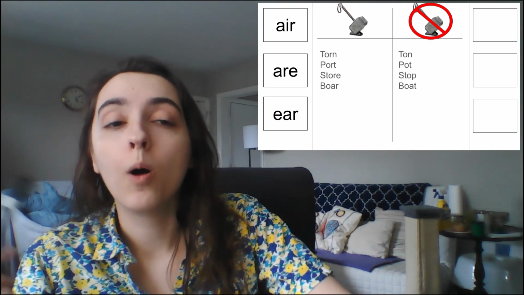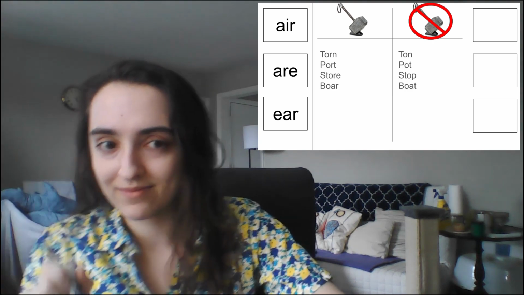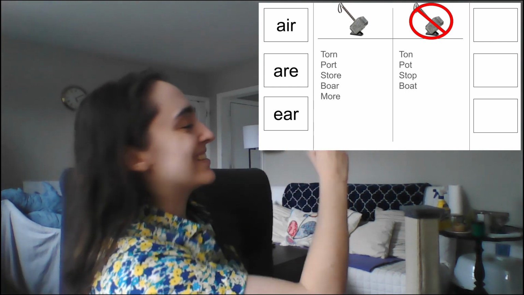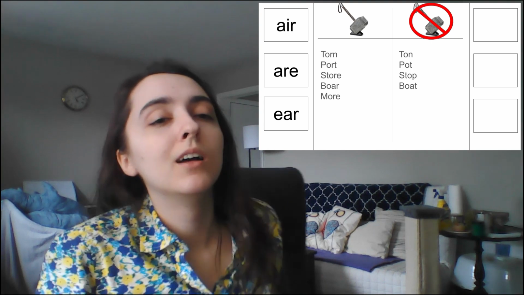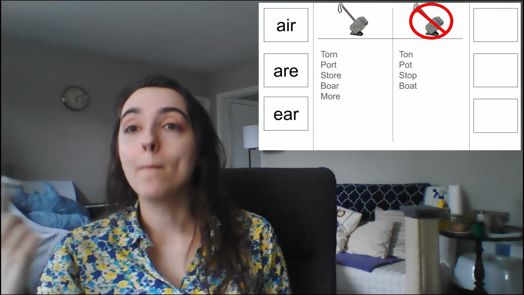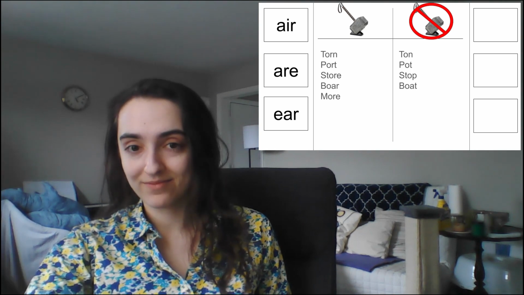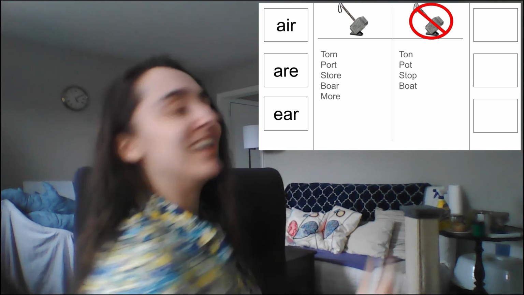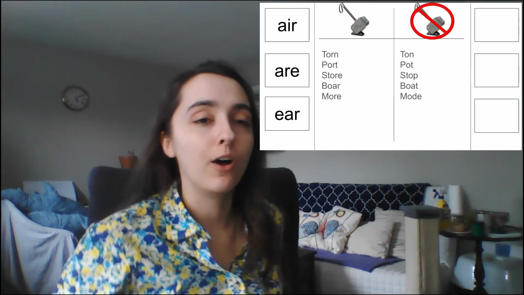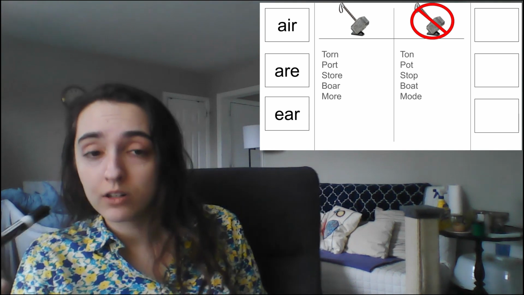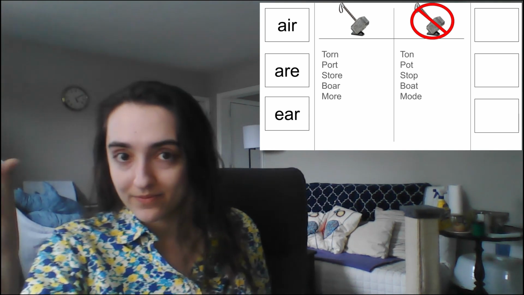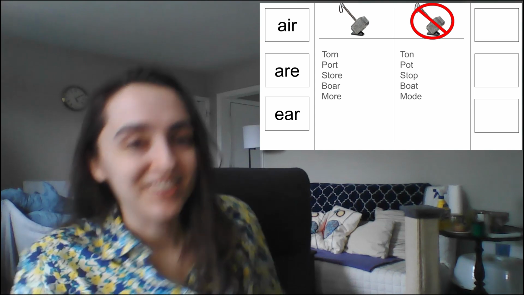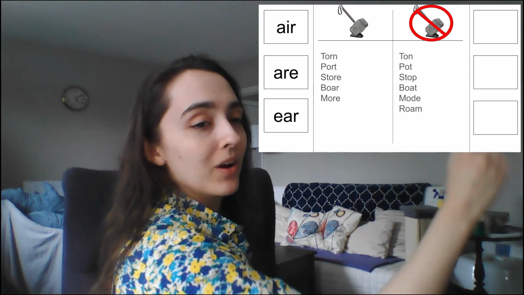Next up, watch, more. Say it. Hand on your head. Good. Yes, that does have an R-controlled O. Watch, mode. Say it. Hand on your head. Good. Right. Does not have an R-controlled O. Two more words. Watch, roam. Say it. Hand on your head. Good. It does not have an R-controlled O.